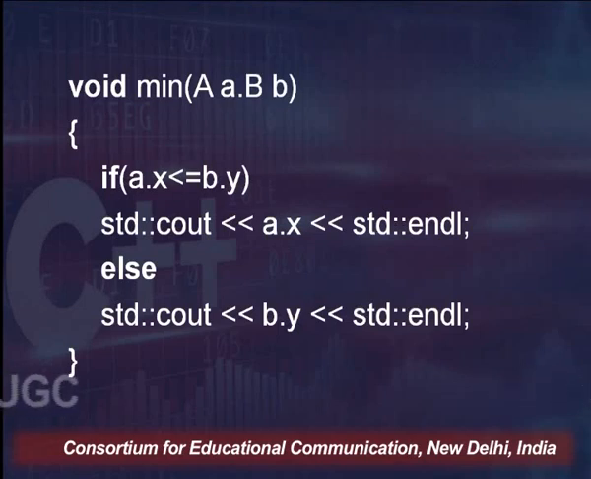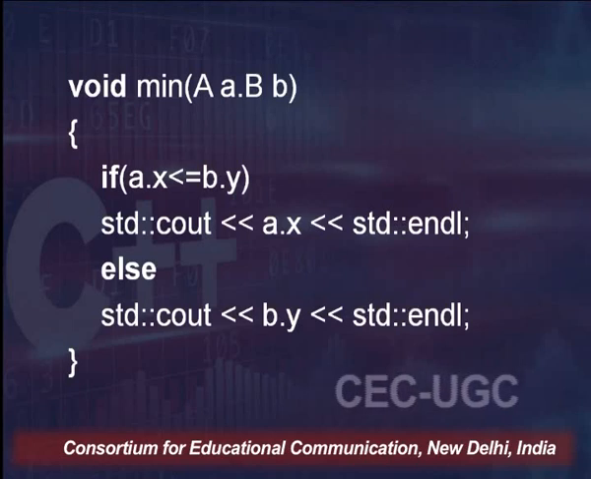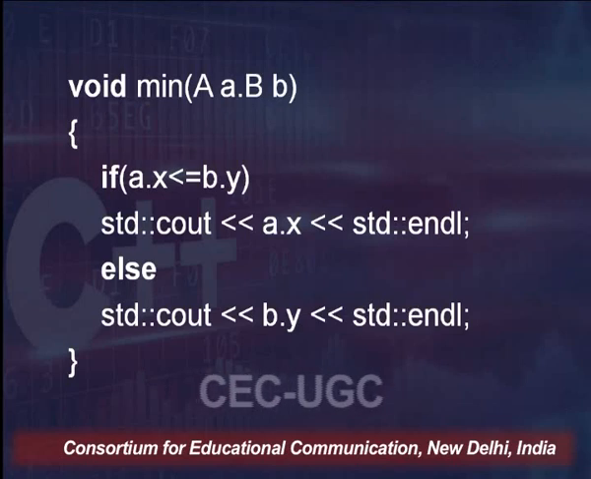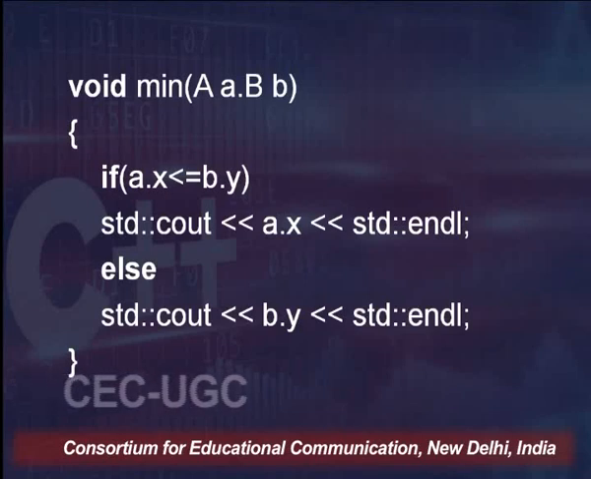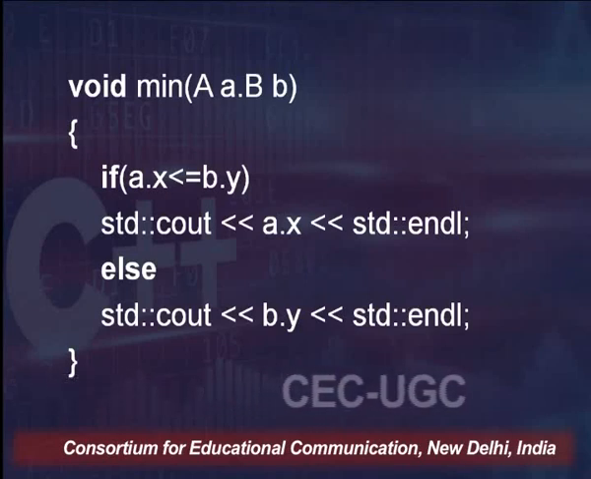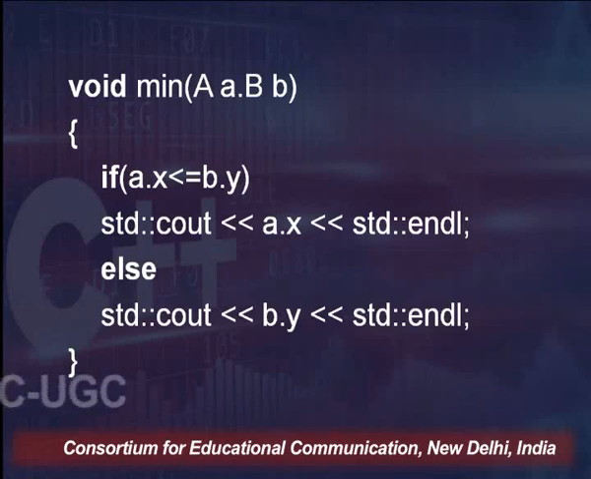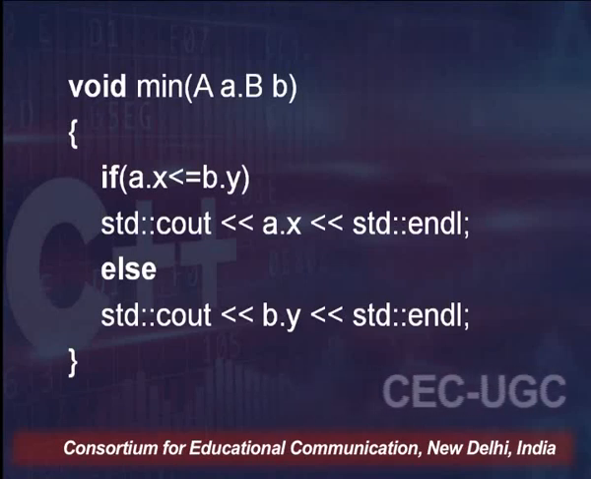Now, using the object of class A, I am accessing the private member which is X. Using the object of class B, I am accessing the private member which is Y. So, a dot X less than or equal to b dot Y. What I am trying to do is see which of these two members, X and Y, is the minimum. Here X and Y belong to the private sections of two different classes, and the private sections of two different classes can be accessed by only one entity, and that is a function which is a friend to both of these classes, and here it is the min function.